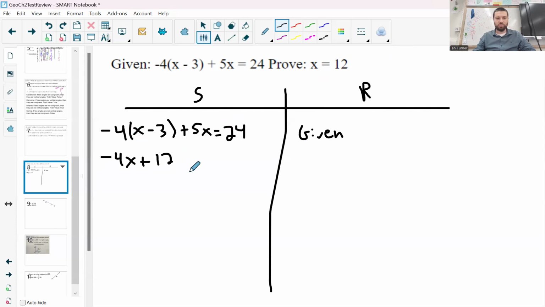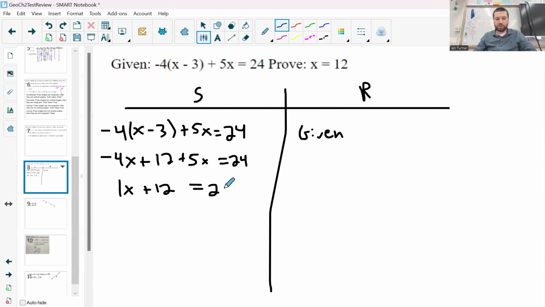Distribute that -4 to both, please. So we get -4x plus 12 plus 5x equals 24. What do we want to do next? Leo, what do you think? Yep. Combine like terms? Sure. So we're going to add -4x and 5x, and we're going to get 1x plus 12 equals 24.